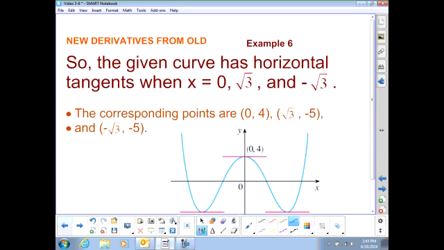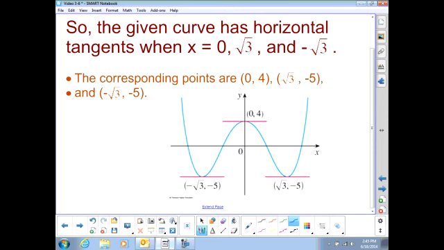Okay, here's a picture of that. The blue is our original function. We've got our horizontal tangent lines at those points we just found, positive and negative square root of 3, comma, negative 5, and 0, comma, 4.